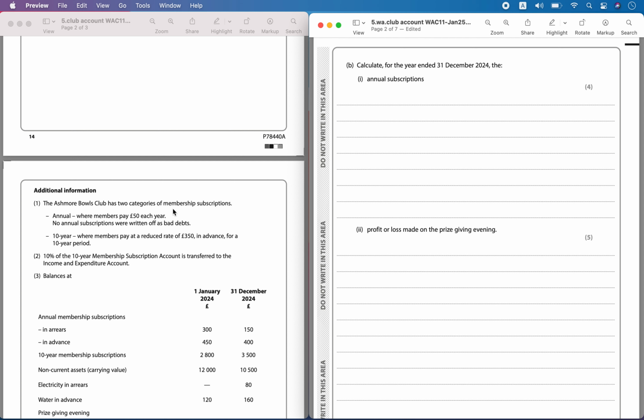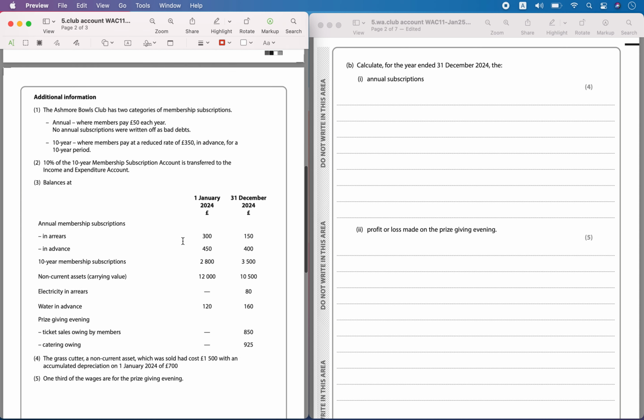Ashmore Bowls has two categories of membership subscription: annual, where members are going to pay £50 each year, and no annual subscriptions are written off as bad debts. And there are also 10-year members who pay at a reduced rate of £350 in advance for a 10-year period. And second is 10% of the 10-year member subscription account is transferred to the income and expenditure account. So what is the 10% of this that is going to be transferred?